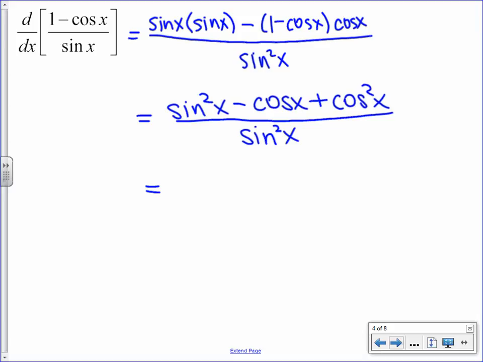And I do want you to recognize sine squared plus cosine squared. I think that is an important thing to recognize. What is sine squared plus cosine squared? Okay.